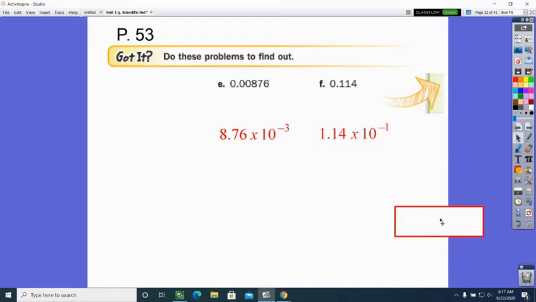Only has to move one place this time, right? So in between the two ones, moves it one place, and again, it's a negative because it's a really small number.